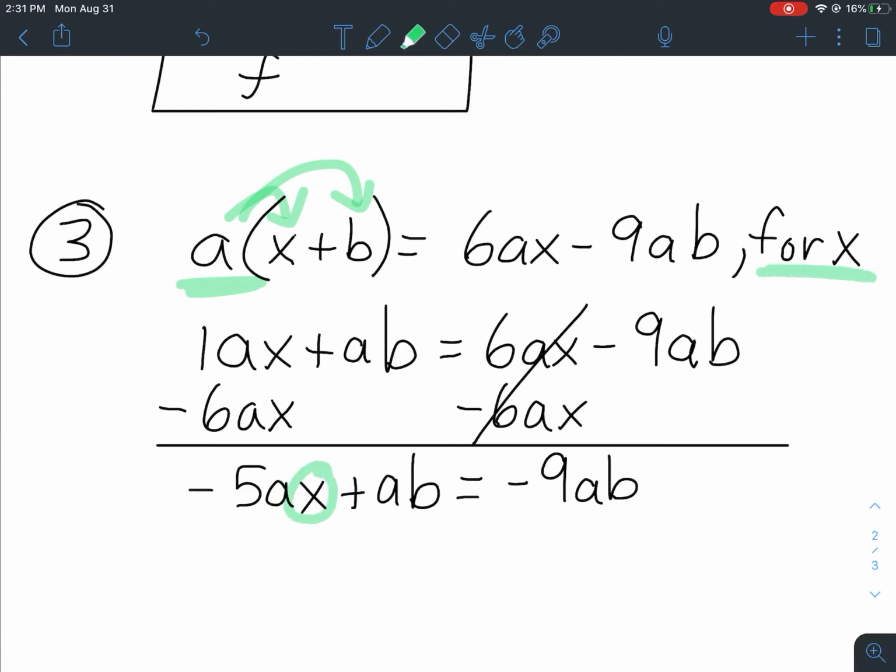Now we're trying to get x by itself because we're trying to solve for x. So we have to move the ab to the other side. It's currently being added, so we need to subtract it.